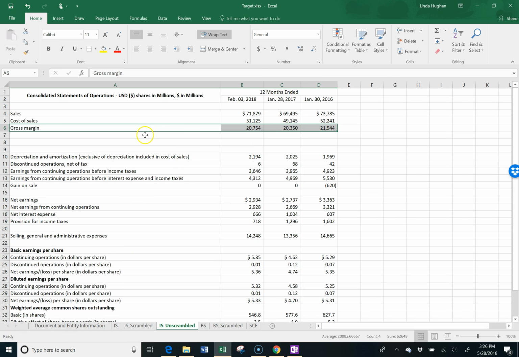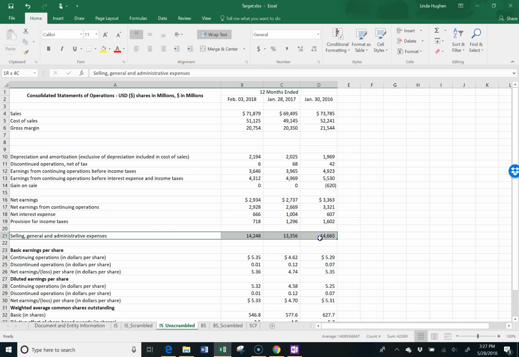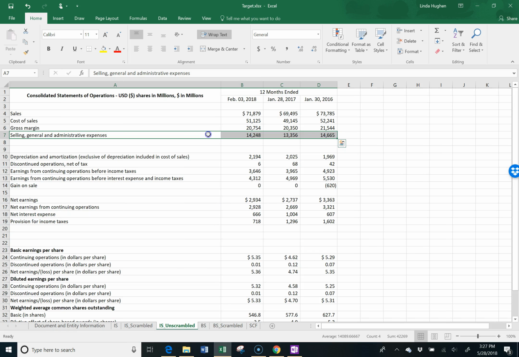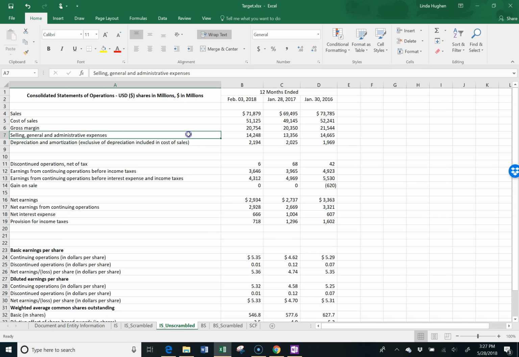Next, I want to look for what I think might come below gross margin. Depreciation amortization should be there, and selling general and administrative expenses should also be there. In terms of order, it doesn't matter too much which would come first. Really, we want to put the items that most closely relate to Target's primary operations closer to the sales number and farther from that income statement. I'm going to put selling general administrative expenses first, depreciation next, but it would not be wrong to switch those other two.